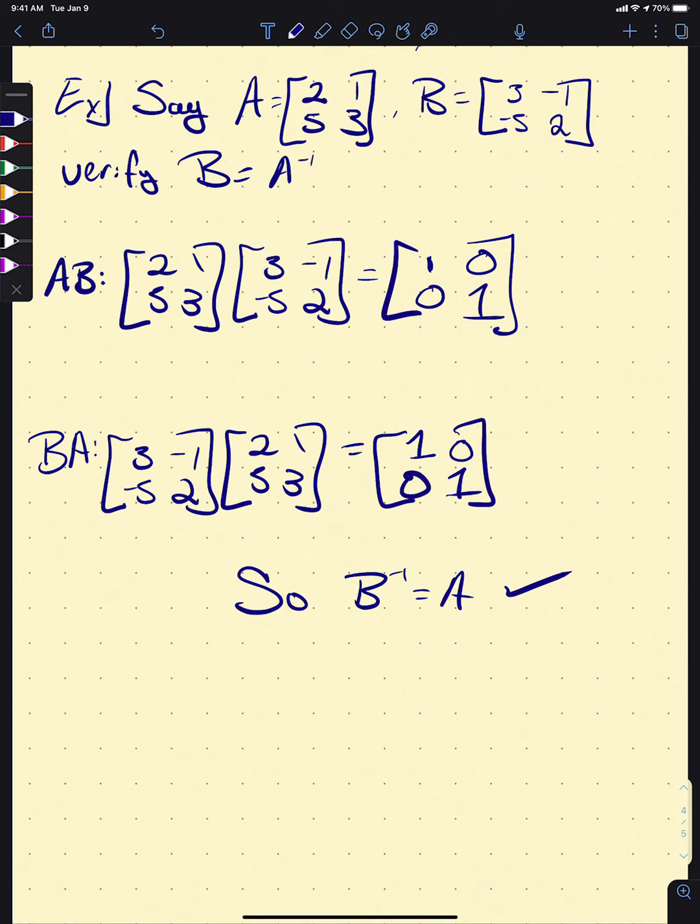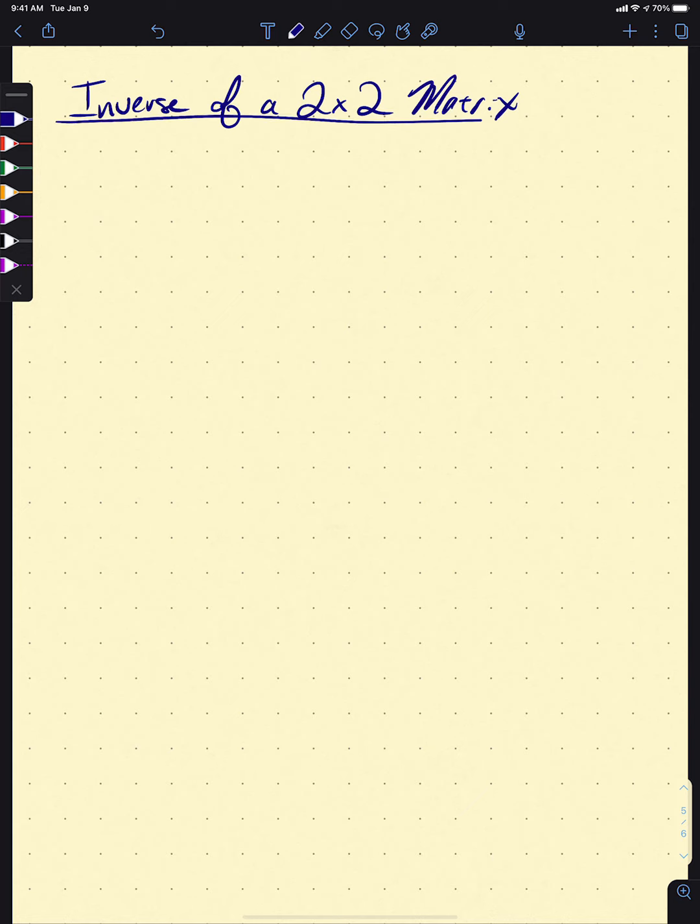Okay, so now the question is, how do we calculate these? How do we find the inverse of a 2 by 2 matrix? Let me show you how. Okay, so let's say A equals this matrix right here, A, B, C, D.